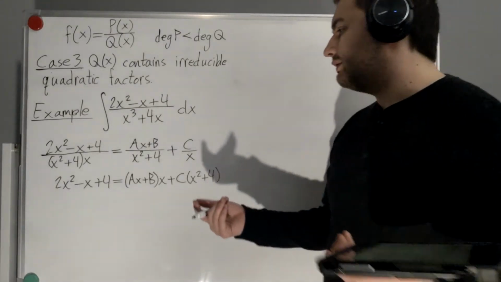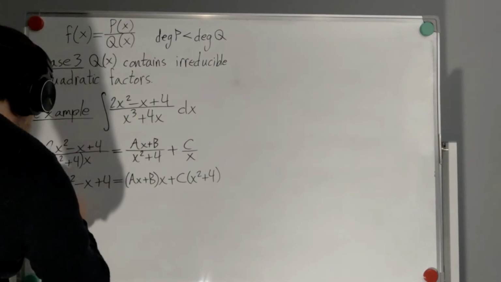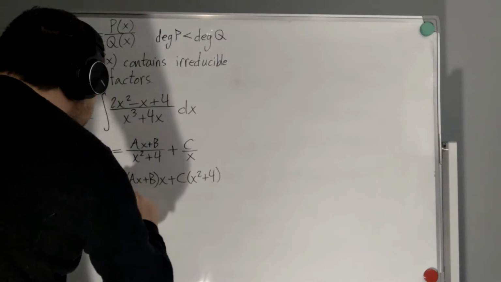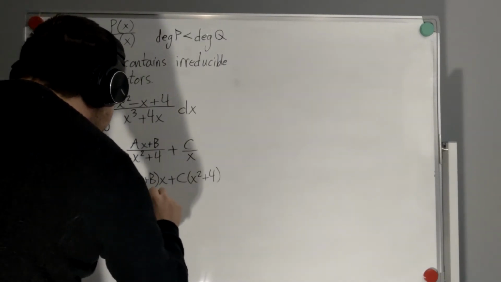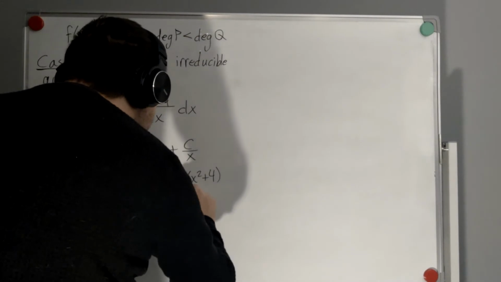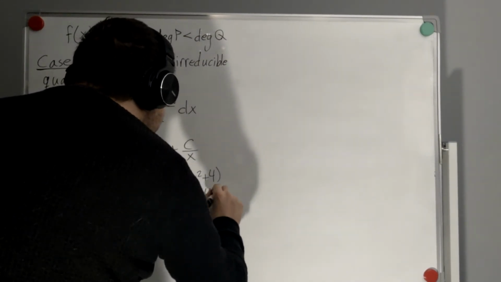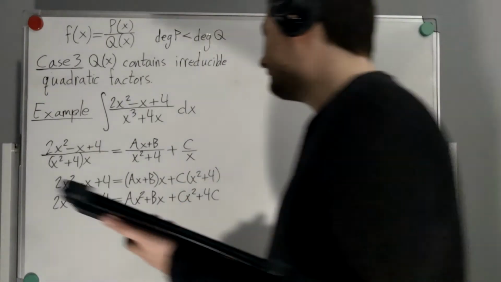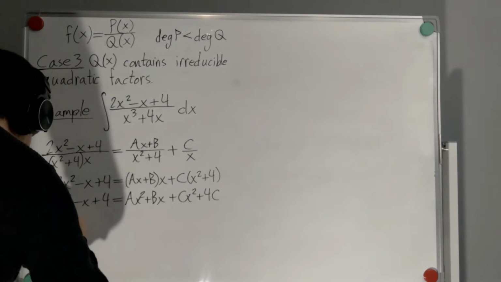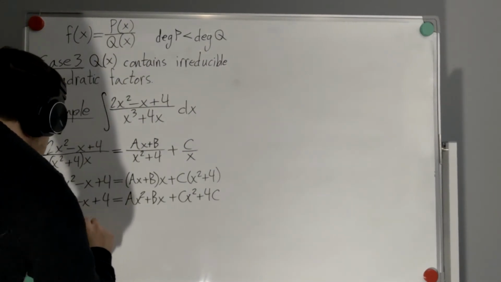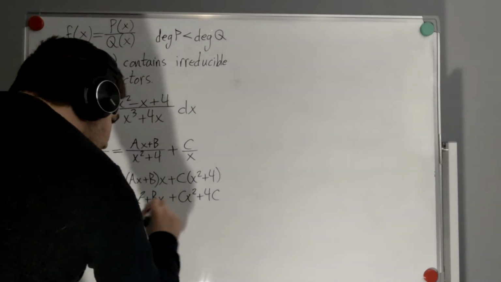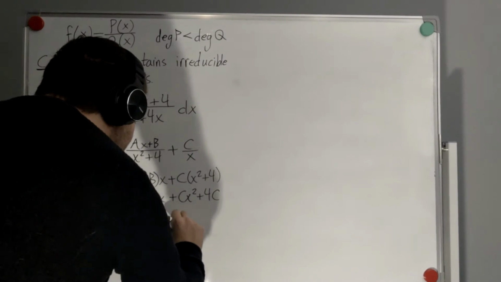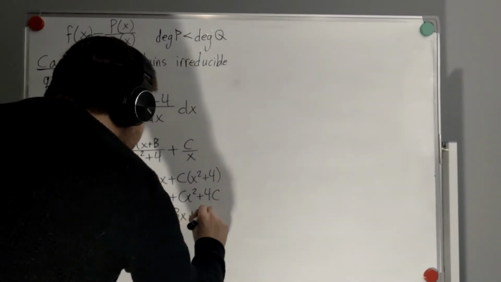Then, once again, we'd like to distribute everything. So we get 2x squared minus x plus 4 equals, let's see here, this is going to be ax squared plus bx. And this right here is going to be cx squared plus 4c. Now, we're going to combine like terms and powers of x. So this is going to be 2x squared minus x plus 4 equals, let's see here, we have a plus c times x squared plus bx plus 4c.